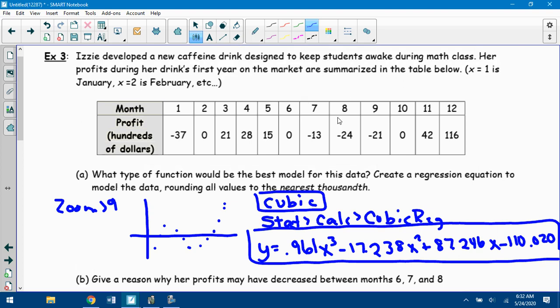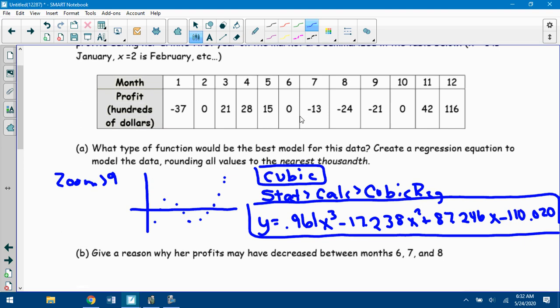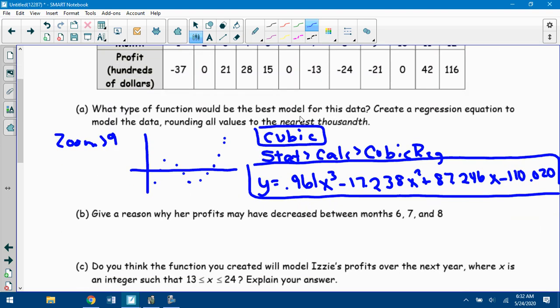But months 6, 7, and 8, when are those? Those are the summer months. You don't really need to stay awake then anymore. So just the demand went down. This isn't really a math question, it's economics. It's summer months. So there's less need to stay awake in math, or less demand to stay awake in math.